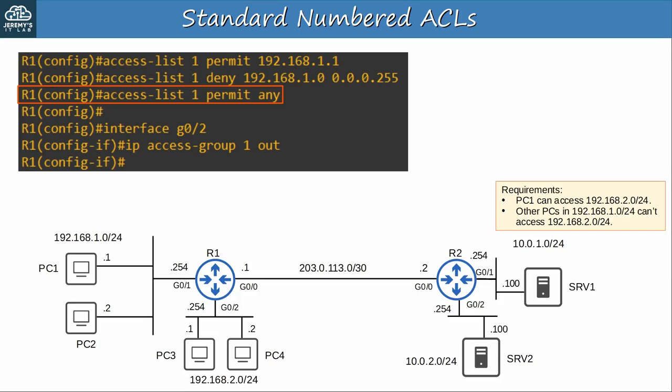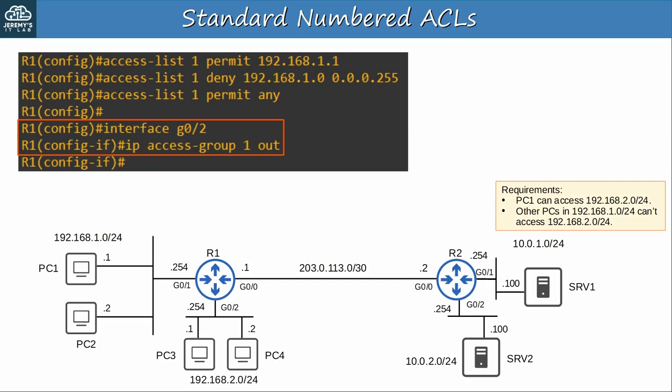The only device that will be able to access the 192.168.2.0/24 network would be 192.168.1.1, PC1. Every single other device would be blocked. Our requirements don't tell us to block all other traffic, so we should insert this permit any. Finally, I applied the ACL to R1's G0/2 interface with ip access-group 1 out.